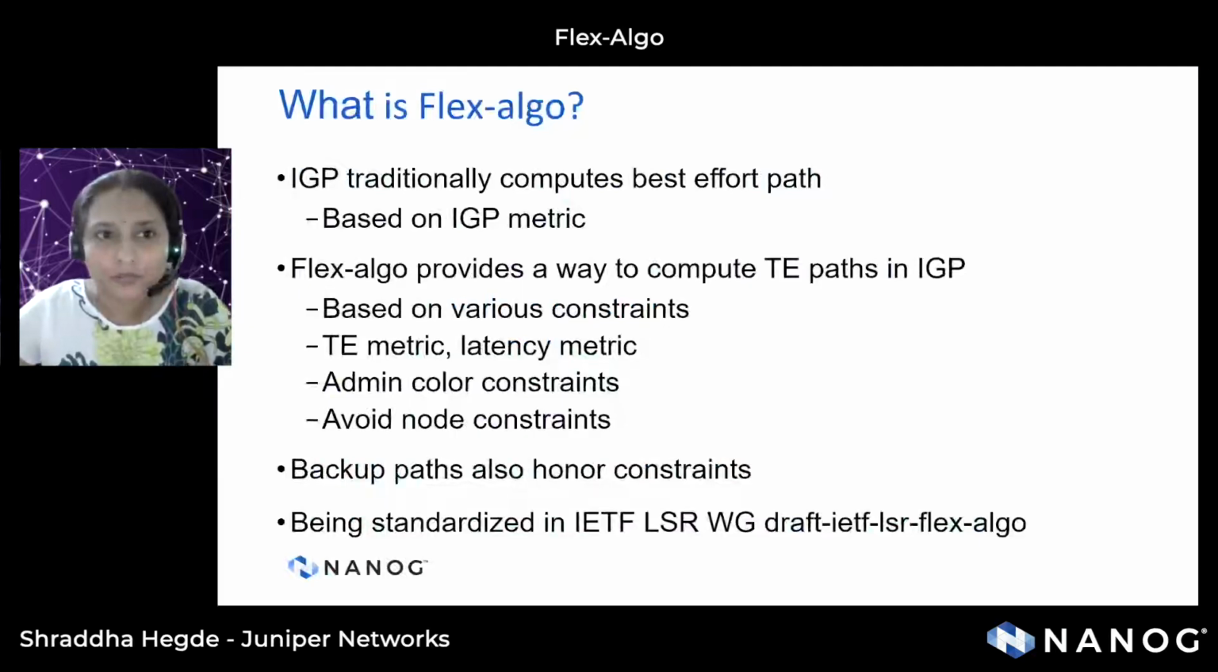So what is FlexAlgo? We all know that IGP traditionally computes best effort path, based on IGP metric. So FlexAlgo provides a way to compute traffic engineered paths in IGP. What it means is, based on various constraints, FlexAlgo can give you different paths, and all this is computed in IGP. The constraints could be like TE metric. You could also use latency metric and various other types of constraints such as admin colors or avoid certain node constraints and so on.